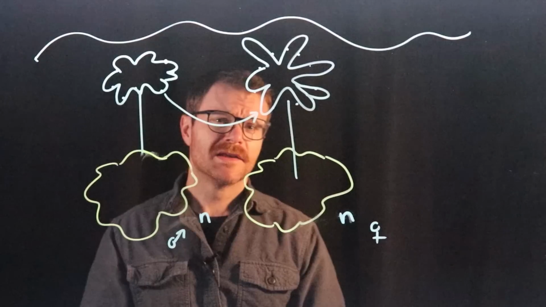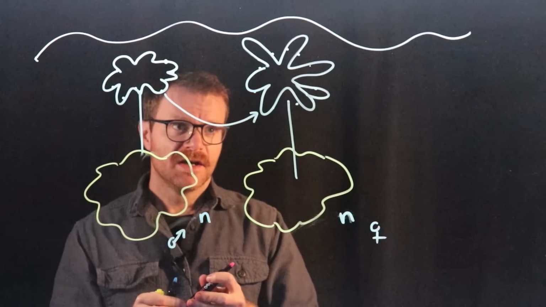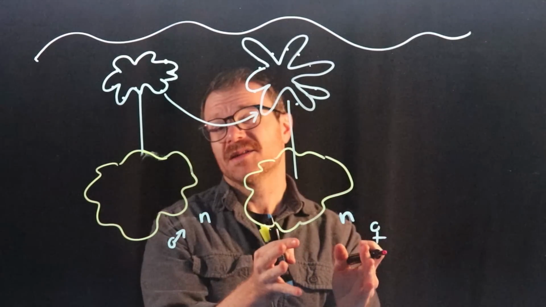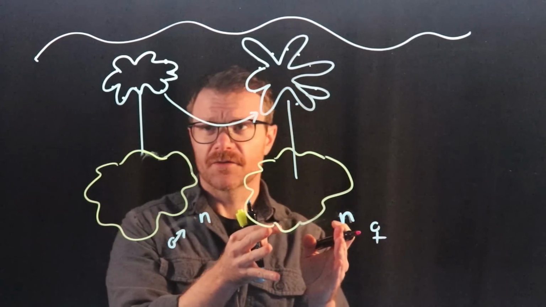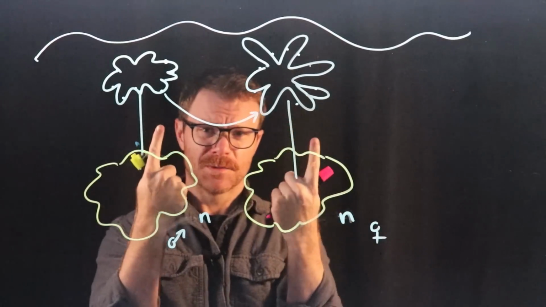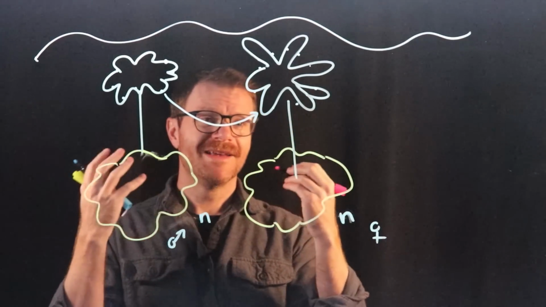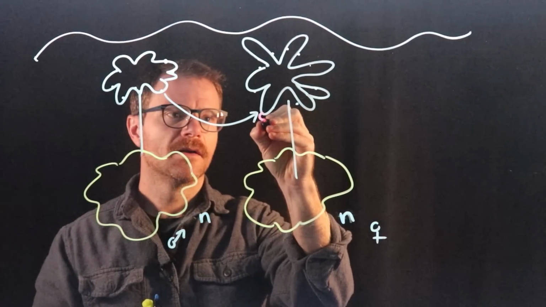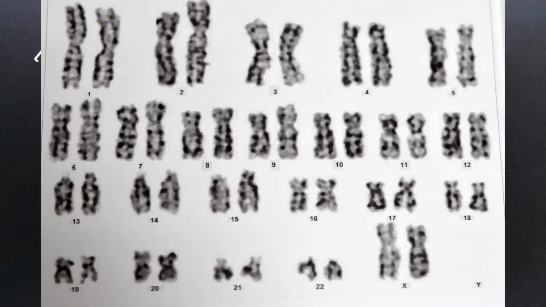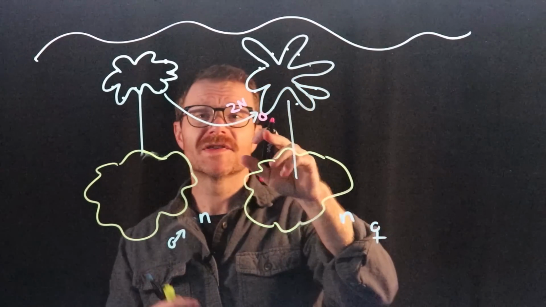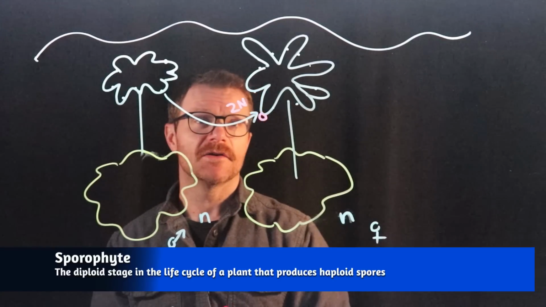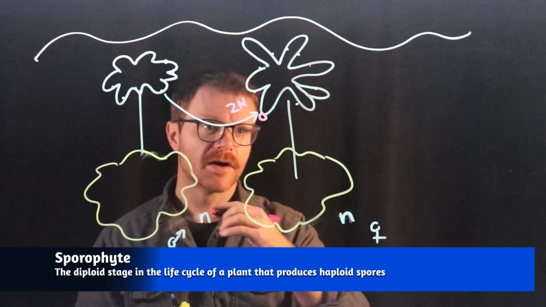And then something really interesting happens. So again, this gametophyte has one set of chromosomes. This gametophyte has one set of chromosomes. So that sperm is one set, that egg has one set. They come together and they form something that's diploid. It has two sets of chromosomes, 2N. And we call that the sporophyte. And that's basically the next part of the life cycle of this liverwort here.